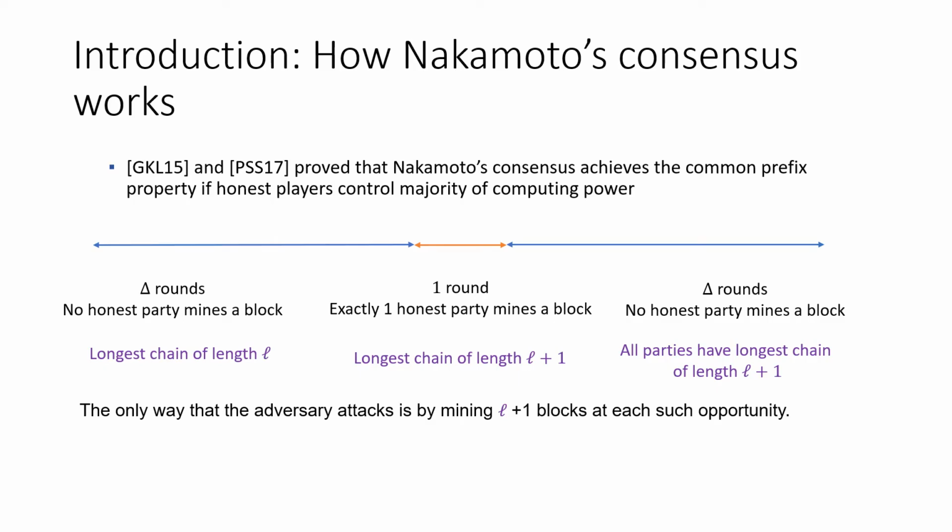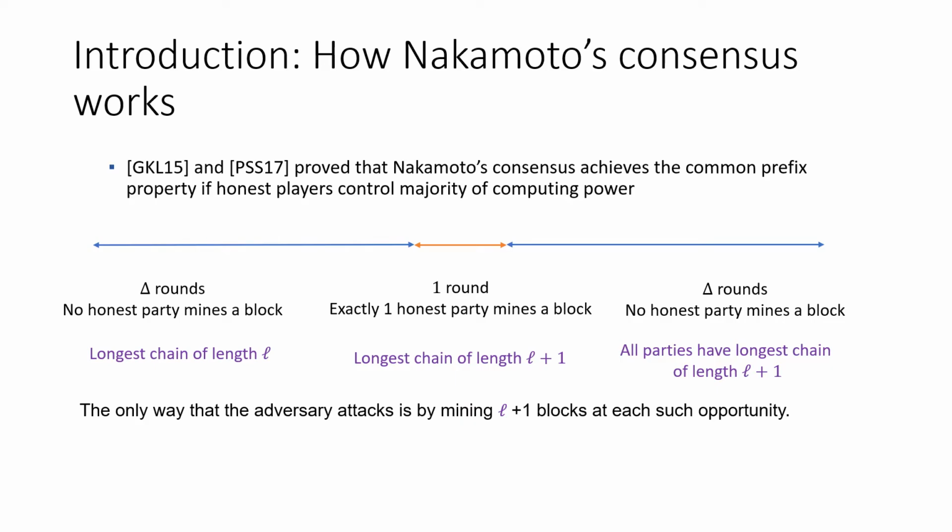Garay et al. and Pass et al. show that Nakamoto's consensus achieves the common prefix property if honest players control the majority of computing power. The main proof idea is that there will be one round in which exactly one honest player mines a new block. This miner will have the longest chain of length L+1, and after Delta rounds, where Delta is the network delay parameter, all miners will receive this chain.